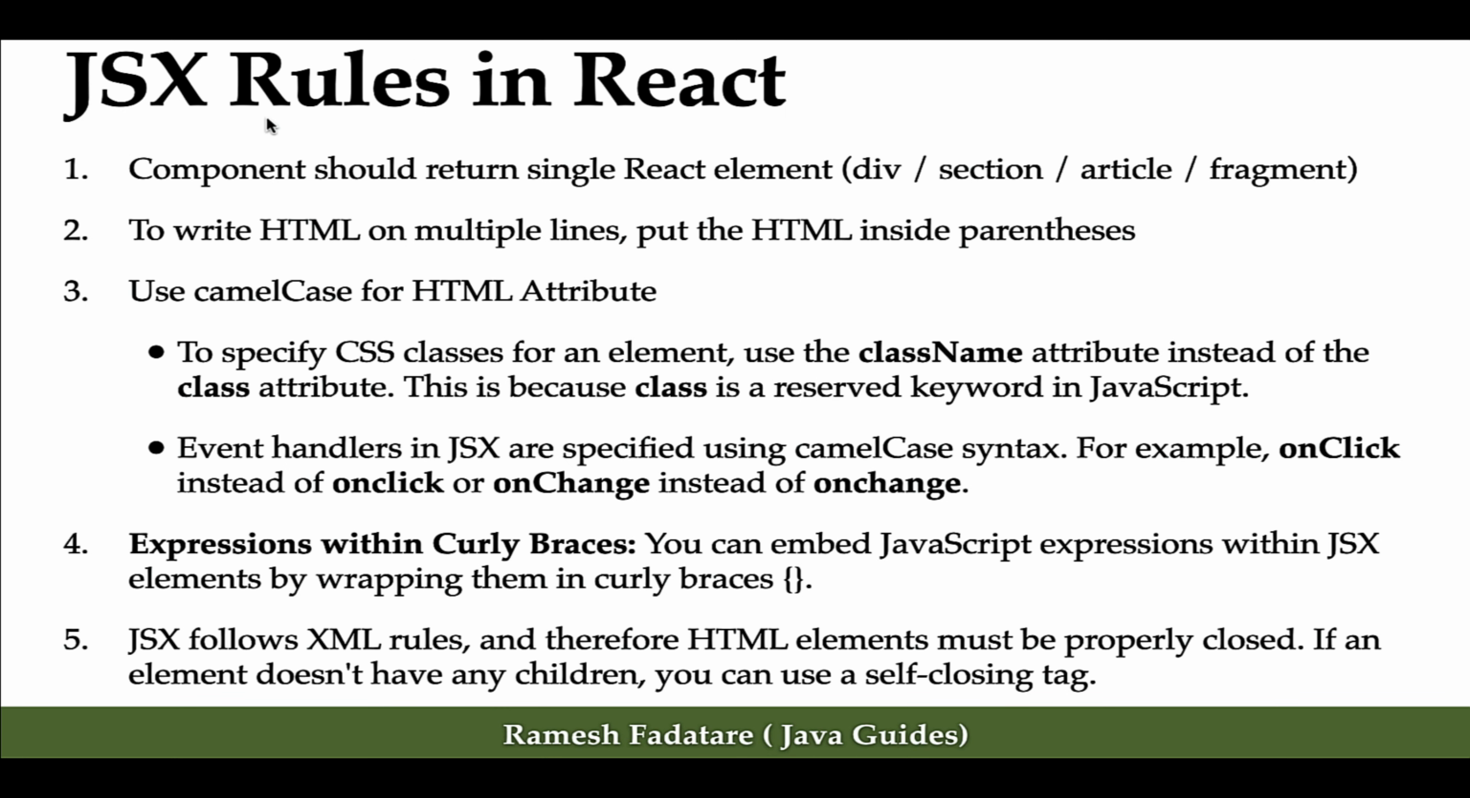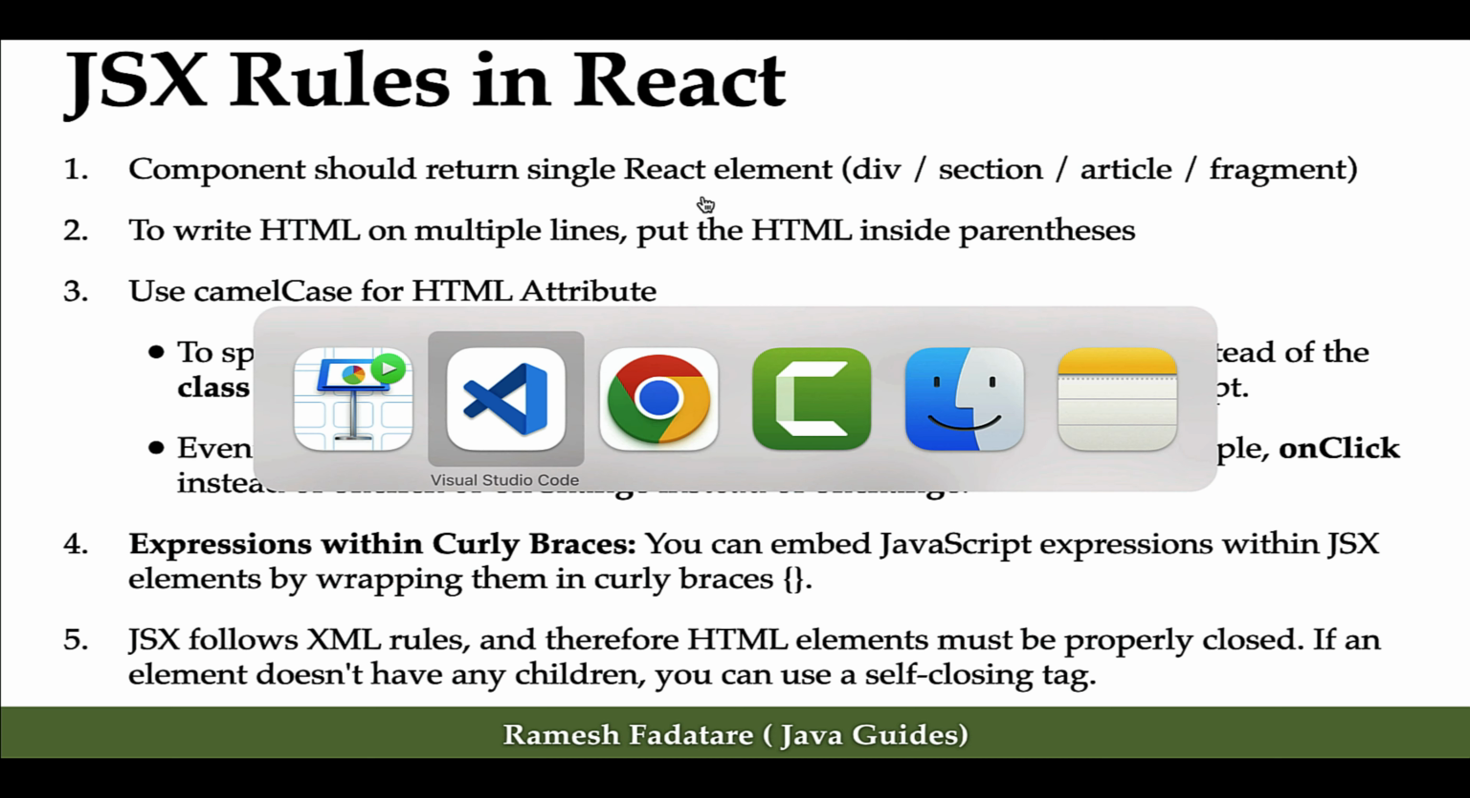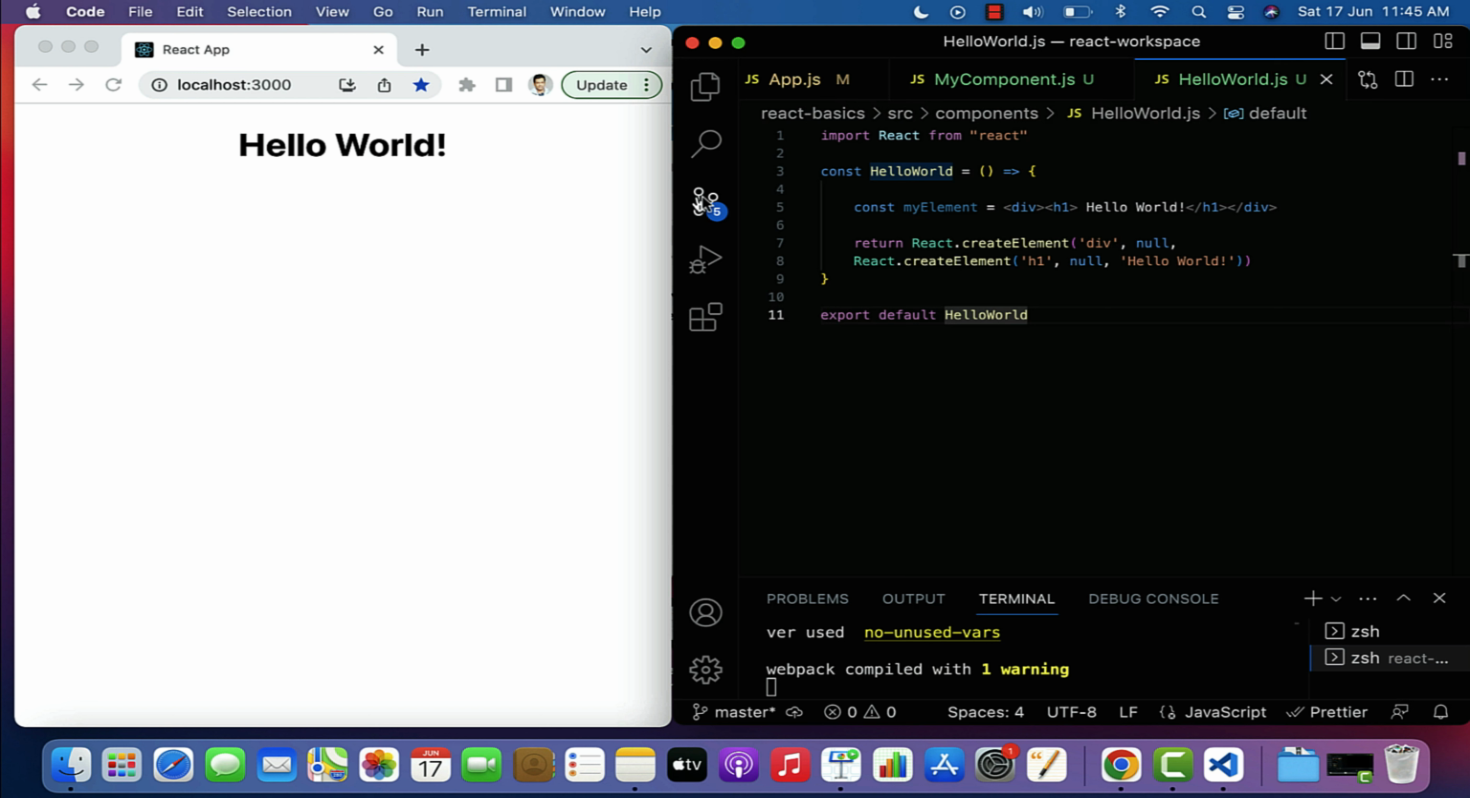Next, JSX rules in React. Here I have listed certain rules that we can follow while writing JSX code in React. The component should return a single React element. Let us say you have multiple HTML elements in JSX, then you have to return one parent React element. For example, here let me go to the Visual Studio Code IDE and let me demonstrate that.